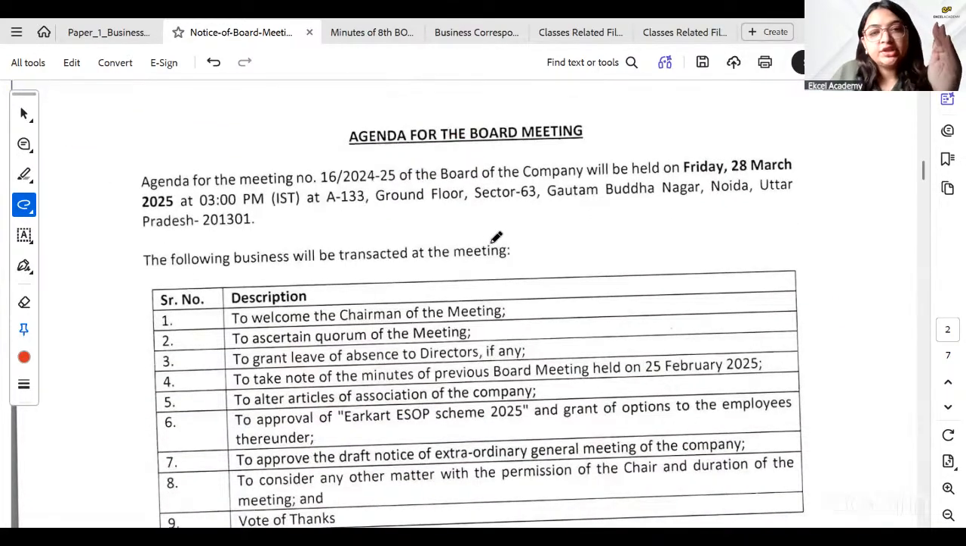Then we completed the notice. Now, next we have the agenda, right? Again, your agenda contains your meeting number, your date and time, and your venue. And here is the list of your detailed agenda items that you'll be transacting at your meeting.